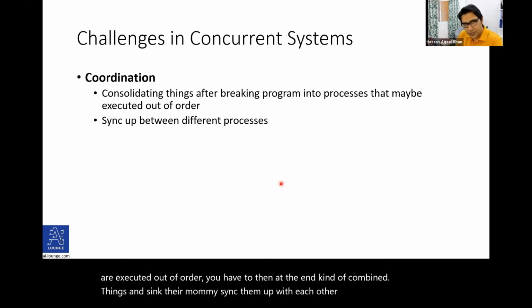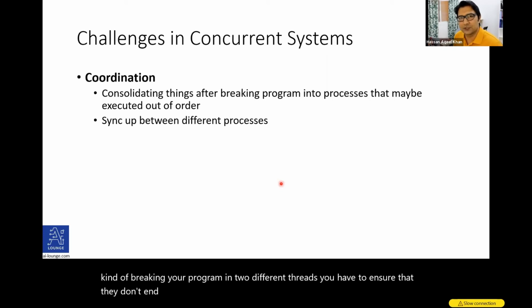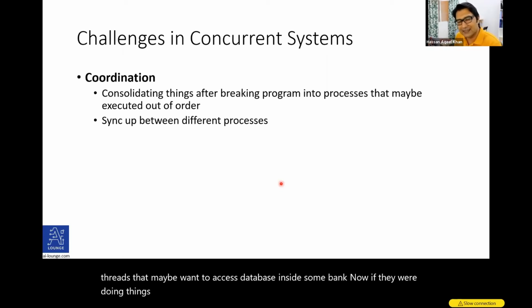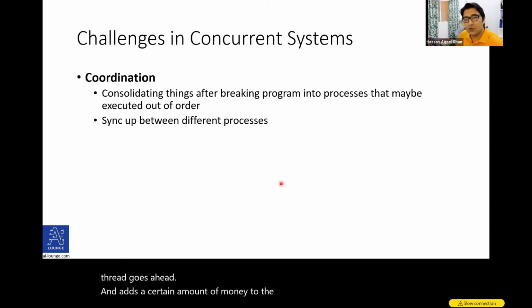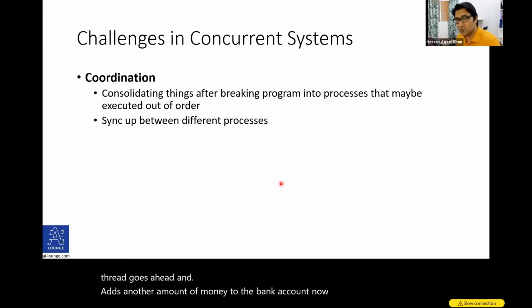Another thing is, if you're breaking your program into different threads, you have to ensure that they don't end up conflicting with each other, right? So let's say you have 2 threads that want to access a database inside some bank. If they were doing things in a sequence, the first thread goes ahead and adds a certain amount of money to the bank account. And then the second thread goes ahead and adds another amount of money to the bank account. Now, if this was done in a sequence, you would have no problems.